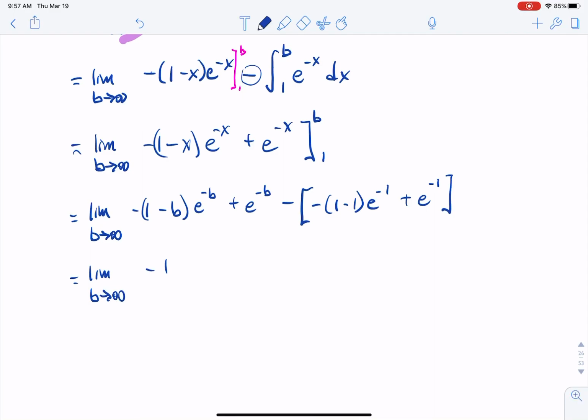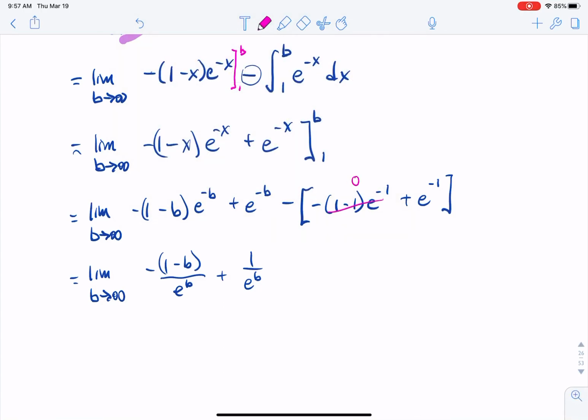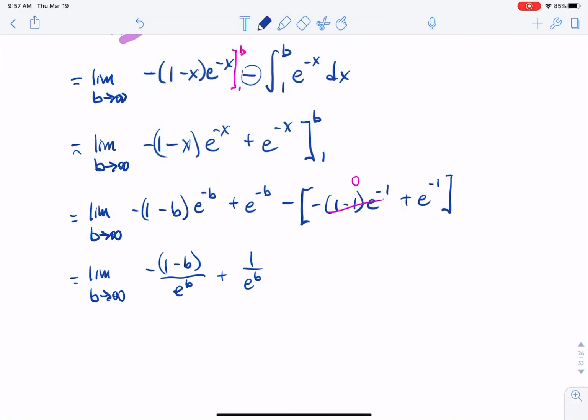So negative 1 minus b. Take that e to the negative b and put it down to the bottom. Do the same thing for this one. And then we can clean this thing up in here. So right here, all of this is just going to be 0. And then I'll rewrite the other one. I'll distribute this negative sign to it, so it'll be negative 1 over e.